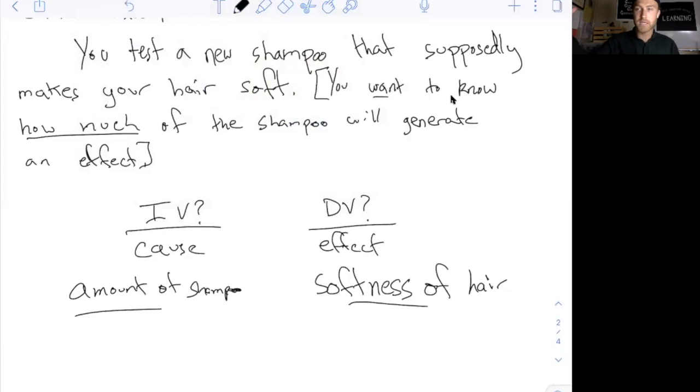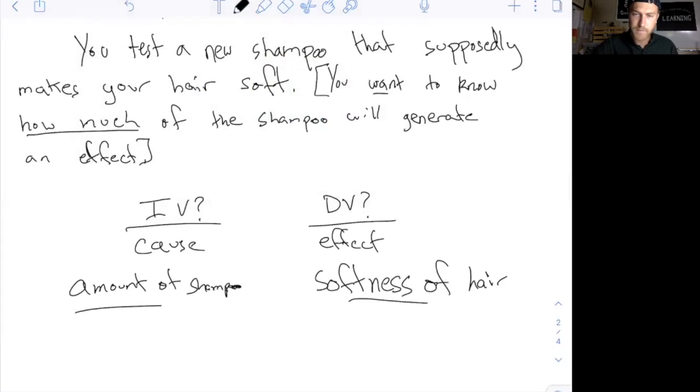So what would be your constants? Maybe how much conditioner you're putting in your hair. That's going to affect it. How much sun your hair is getting each day. That might affect the softness of hair. So anything that might affect your dependent variable, that's something that you want to worry about for your scientific experiment. You want to really make sure that you're keeping all your constants constant. You're controlling all your constants.